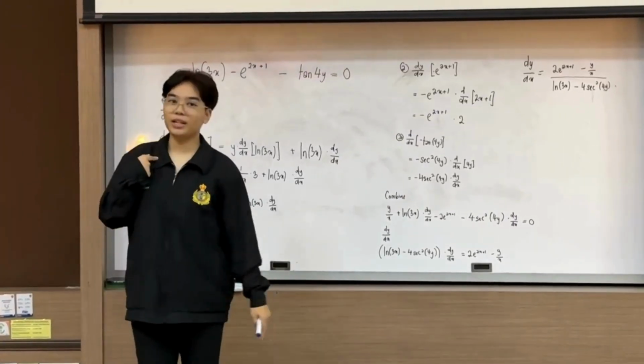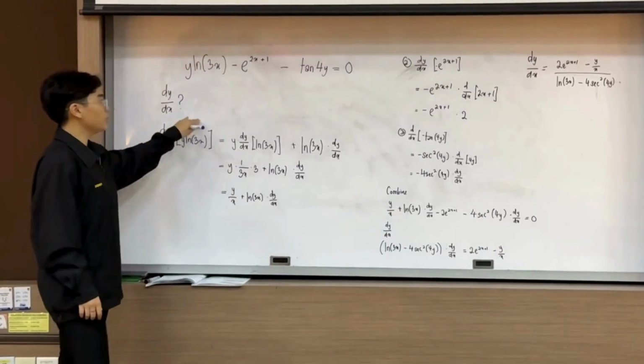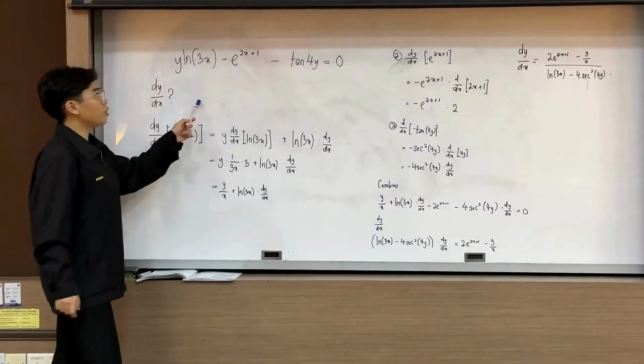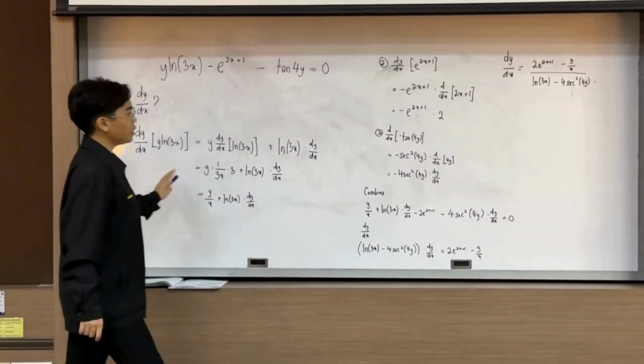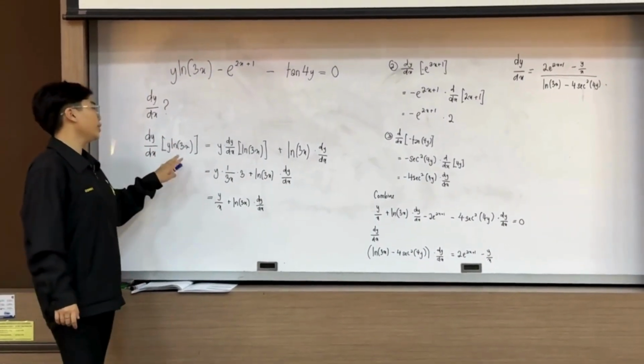Hi, my name is Jennifer and let's solve this problem. This problem is a differentiation using implicit differentiation, and we are finding dy/dx. There are 3 steps: 1, 2 and 3. So let's see the first one. The first one is y ln 3x.